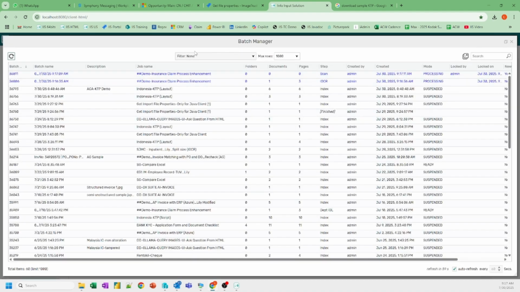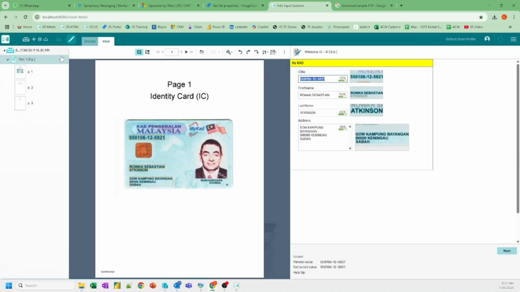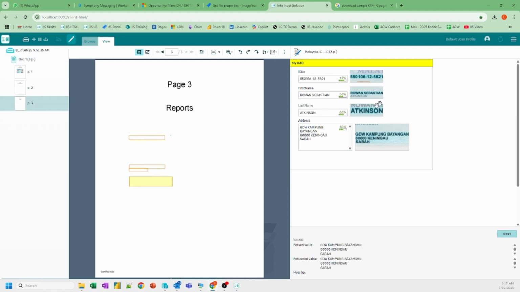Okay, so let's open the batch manager. You can see that these are the two cases that we are demoing. One is just now, this one, let's refresh. Okay, so this is complete. I'm going to do the first scenario. In this first scenario, you can see that everything was read okay, the document was completed.